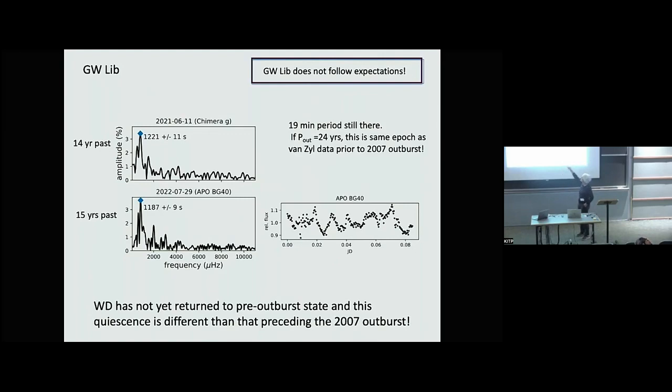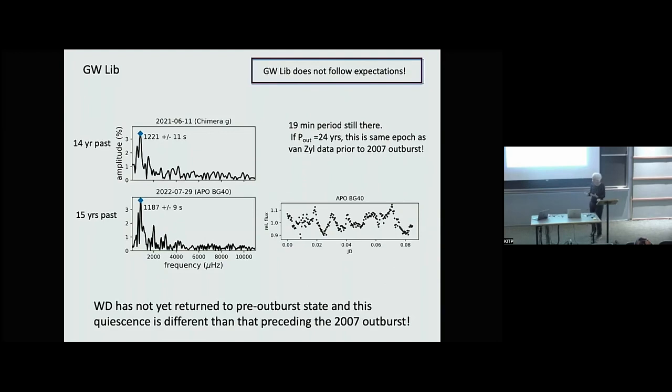So we're now at 2021, we're at the same epoch as prior to the 2007 outburst, that quiescent data that we had. But now, that year, 2021 and 2022 on the bottom, here's the light curve and there's the power spectra. The 19-minute period is still there and not the shorter periods. So conclusions are, the white dwarf has not yet returned after 15 years to its pre-outburst state.